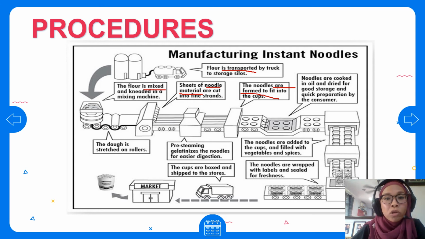Firstly, the flour is transported by truck into storage silos. Then the flour is mixed and kneaded in a mixing machine. Later on, sheets of noodle materials are cut into fine strands. Then, when you have that, you can see the sequence and you can understand it, and when you explain it to people, it is going to be easier. People will get the momentum of the process that they are listening to.